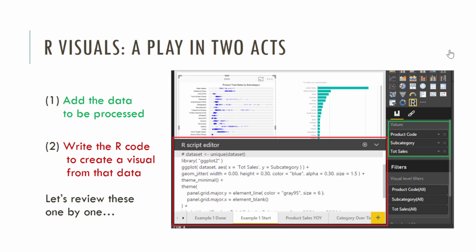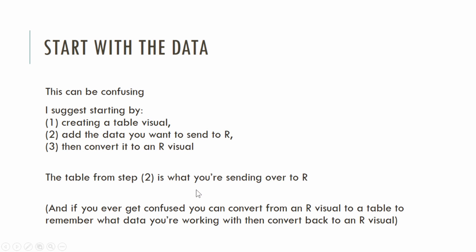Okay, so we're done with our field trip. Our visuals are at play in 2 acts. There's 2 things you have to do with our visuals. You have to add all the data to be processed, then you have to write the R code to create the visual from that data, okay? So if we come over here, step 1, we have to drag values. We have to drag stuff into our values column to build the table of data. And then we're going to write a script to produce a visual out of that data. Okay? So let's review these one by one.